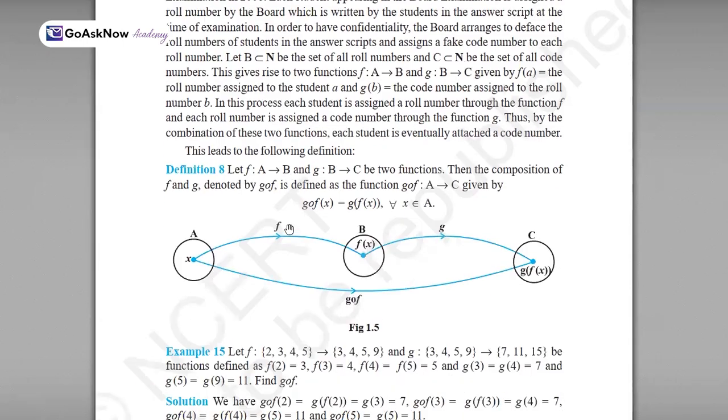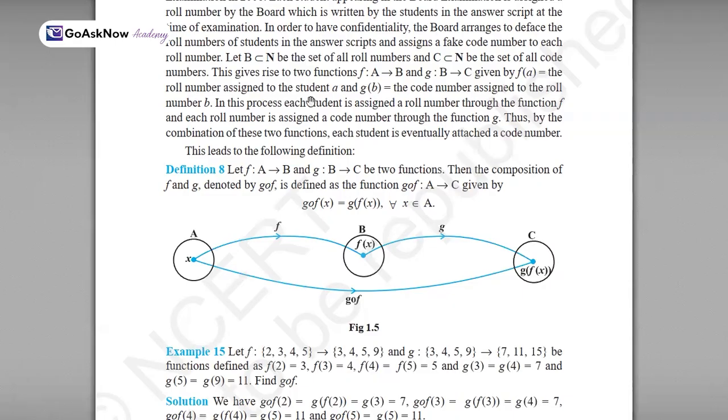So let f: A to B and g: B to C be two functions. So there are two functions. Let f be a function from A to B, and g be a function from B to C. Then the composition of f and g is denoted by gof. So what is composition? The mixture of both functions. It is denoted by gof, and it is defined as the function gof from A to C.